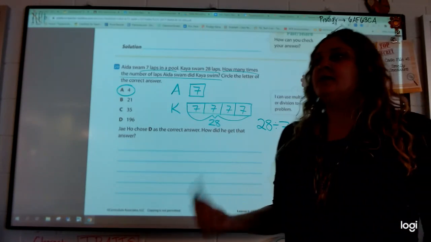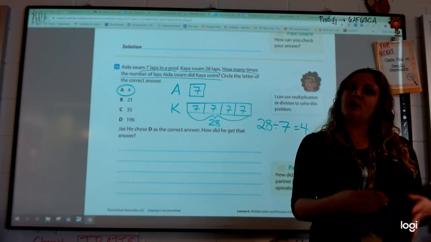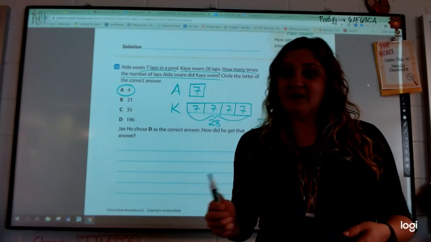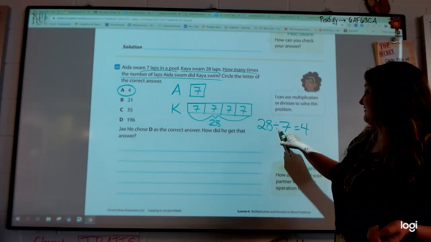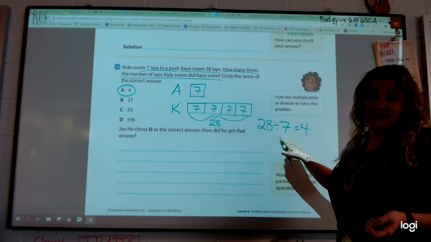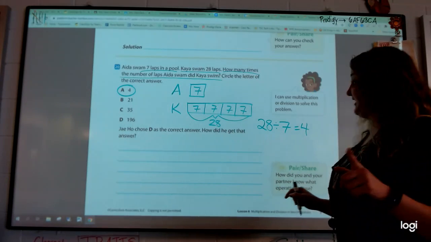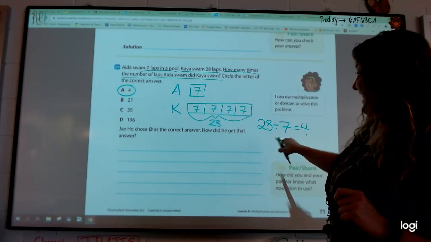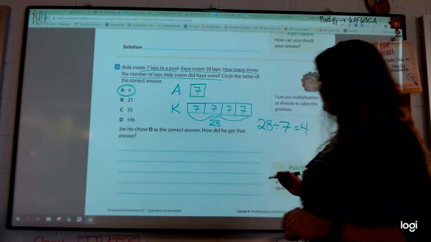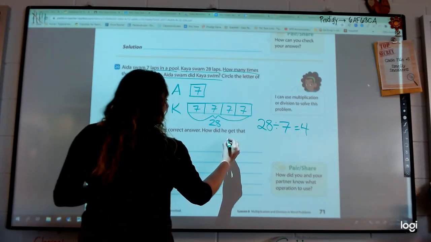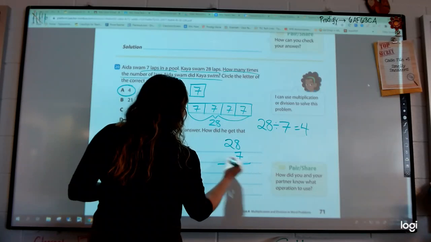I'm thinking when I multiply, I get big numbers. When I divide, I typically get smaller numbers. So maybe he picked the wrong operation. Do you think it's possible that instead of dividing, he multiplied 28 times 7? That's what I'm thinking. I'm going to check my idea, okay? To check my idea, I need to see if 28 times 7 is 196. So I'm going to set that up right over here. 28 times 7. So this is good review of our multiplication.